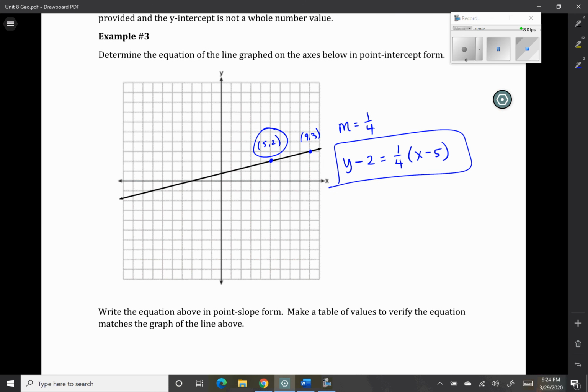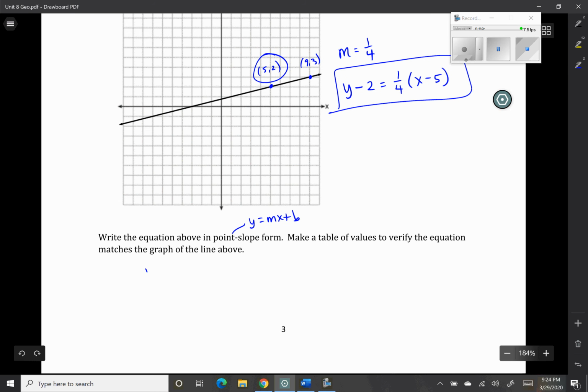Then it says to write the above equation in slope-intercept form. Slope-intercept form is the fancy way of saying y equals mx plus b. What this is going to show us is that when I do that, I'm going to verify that the y-intercept is a value somewhere between 0 and 1. It should be a decimal or a fraction. So if I take this equation, y minus 2 equals 1/4 times x minus 5. If I distribute, I get y minus 2 is equal to, and I'll use decimals here, 0.25x minus, if I do 5 times 1/4, I get 1.25.